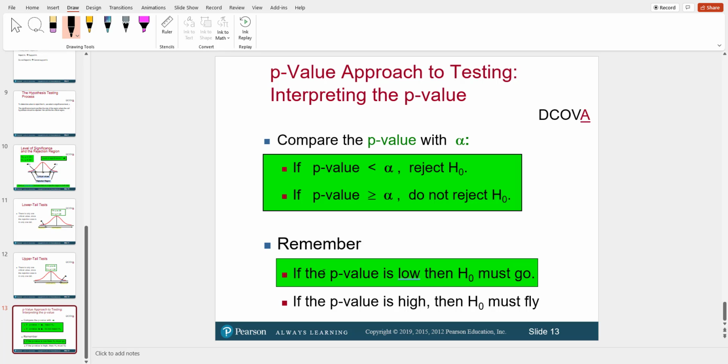So in my upcoming videos, I will show you how to calculate the test statistic and determine whether or not you should reject the null hypothesis. We will also look at the p-value approach.